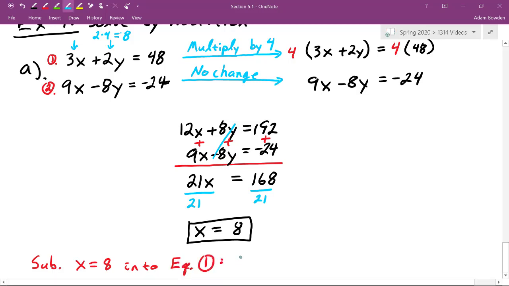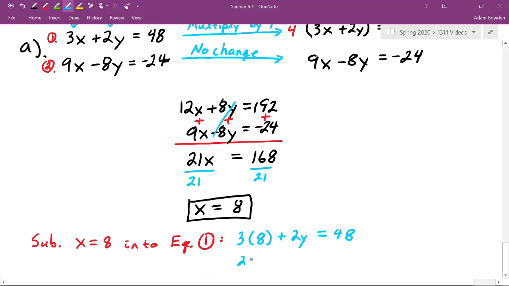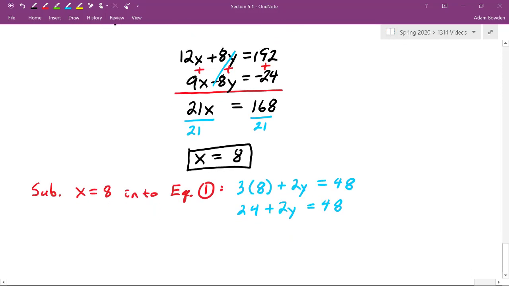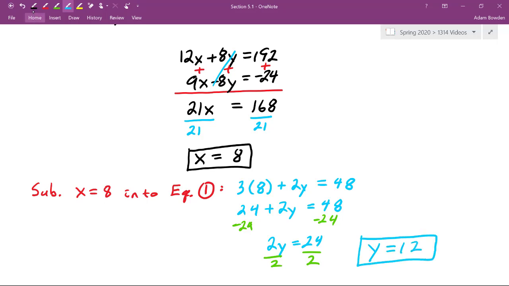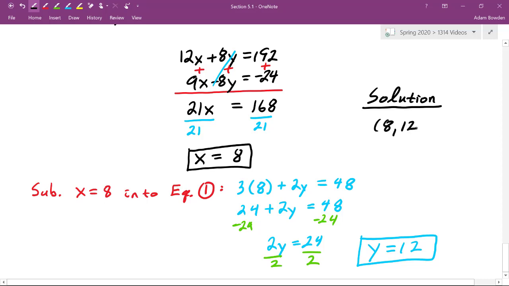So if I substitute that number in, I'll have 3 times 8 plus 2y equals 48. So that would be 24 plus 2y equals 48. And when I subtract the 24 over, we'd have 2y equals 24. Divide by 2. We'll solve for y. Y is equal to 12. And so that should be our solution here. Our solution will be 8, 12.